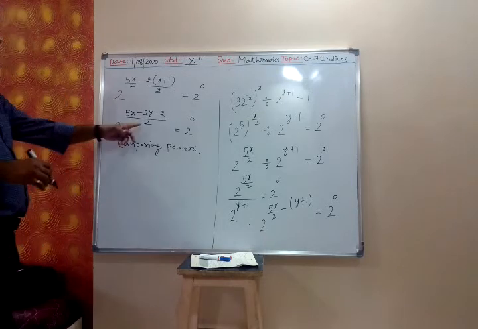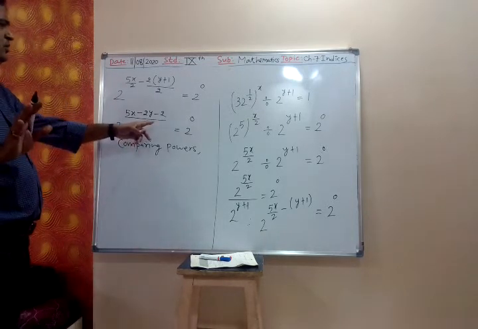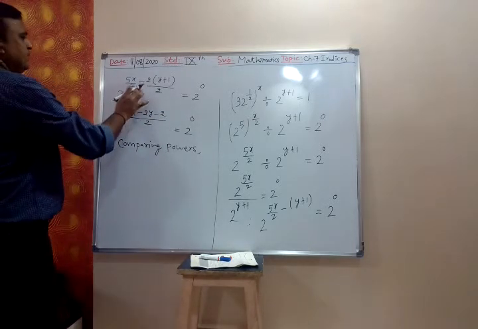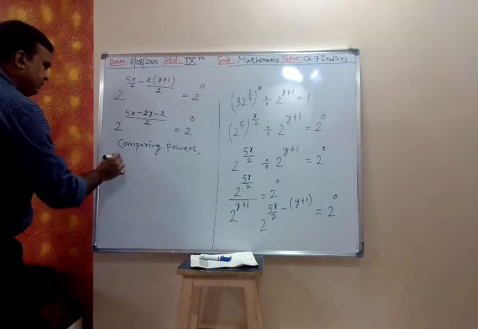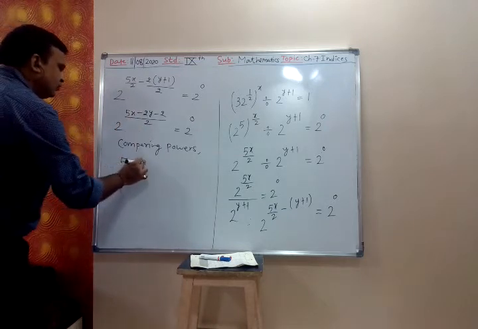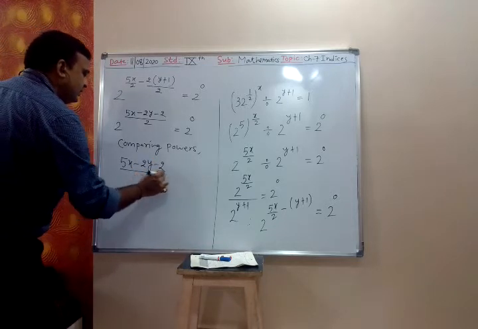No, 2 will not get cancelled. It will not get cancelled. Comparing power, you will get, this is my power. So you will get 5x minus 2y minus 2 upon 2 is equal to 0.